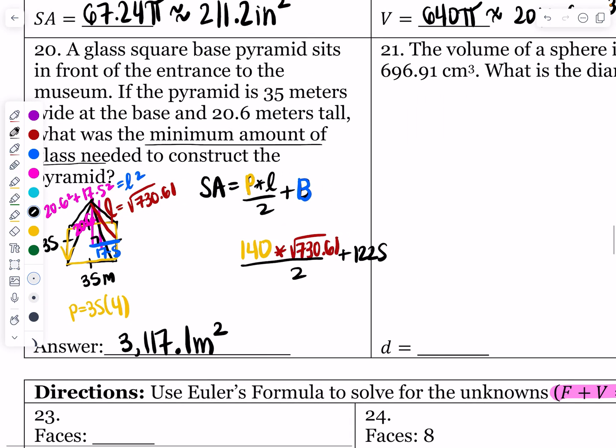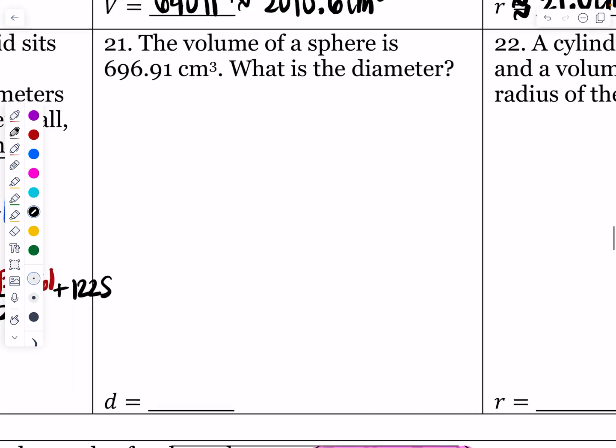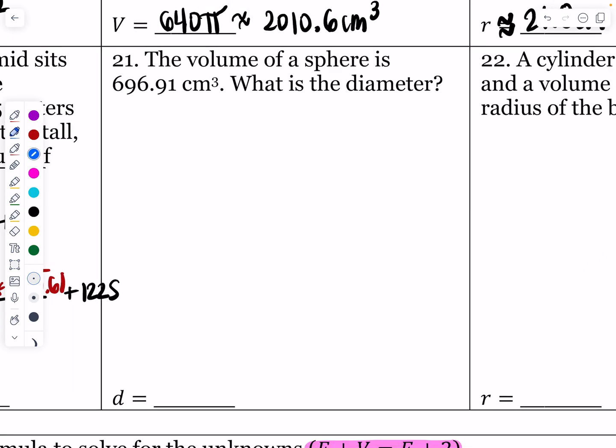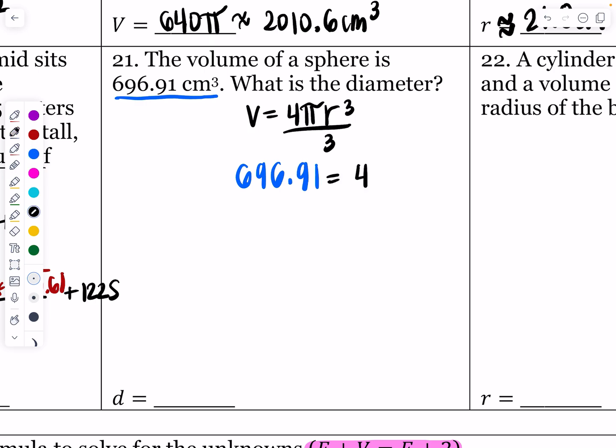Okay. All right, let's do 21. The volume of a sphere is given. So what is the volume of a sphere formula? You could look it up at the top, 4 pi r cubed over 3. So what is the volume that's given? Well, they give me one right here, so I'm going to fill that in, 696.91. I set that equal to my volume formula, 4 pi r cubed over 3. And we want to solve for the diameter, so I'm going to have to solve for the radius first.